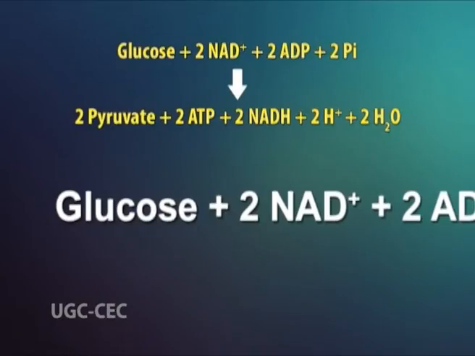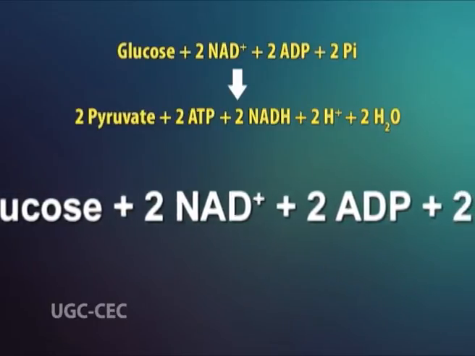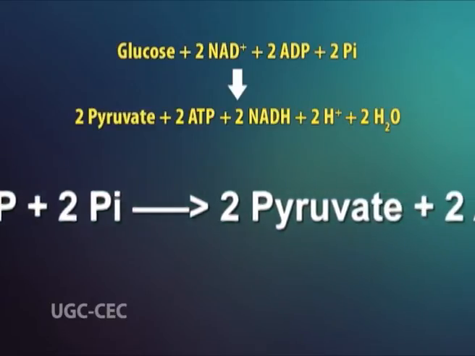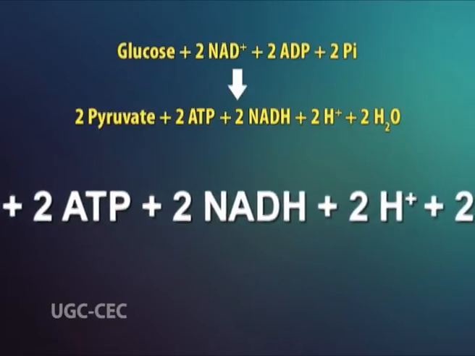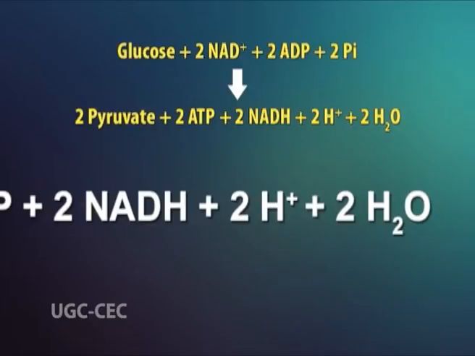On cancelling common terms from both sides of the equation, we get the overall equation for glycolysis under aerobic conditions, which is glucose plus 2 NAD+ plus 2 ADP plus 2 inorganic phosphate gives 2 pyruvate plus 2 ATP plus 2 NADH plus 2 H+ and 2 water molecules.